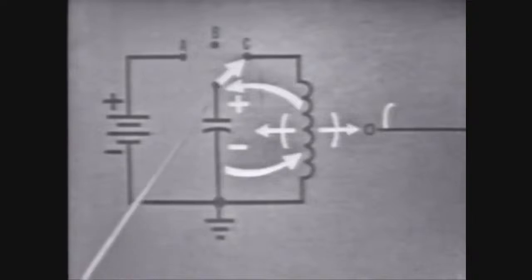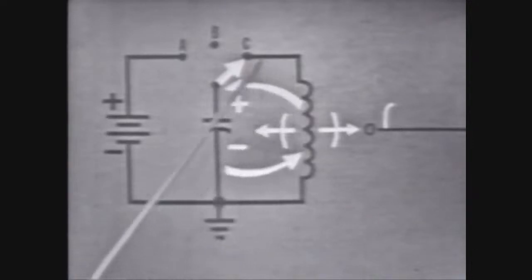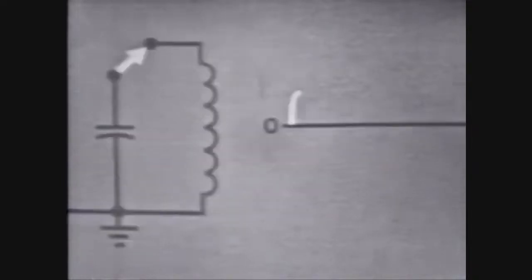When the switch is moved to C, the capacitor will start to discharge through the coil, causing current to flow in this direction. Now, as you know, when current flows through a coil, the field about the coil expands as current increases. So as long as current increases, the field continues to expand. At the point when the charge on the capacitor is almost depleted, the amount of current begins to decrease. At the instant current begins to decrease, the coil will oppose this change.